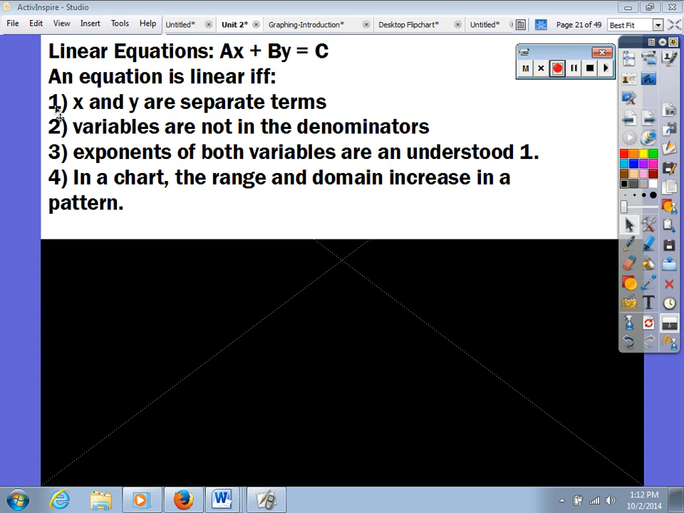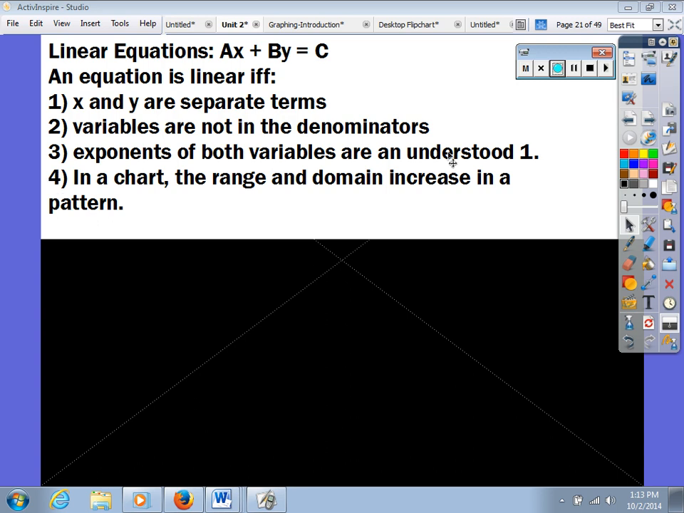The first qualification is that x and y are separate terms. And what I mean by that is that x and y cannot be multiplied or divided together. Number two, the variables are not in the denominator. So x and y can never be in the denominator. The third thing that makes something linear is that your exponents of both variables have to be an understood one.